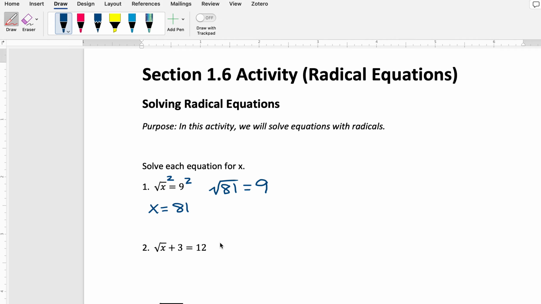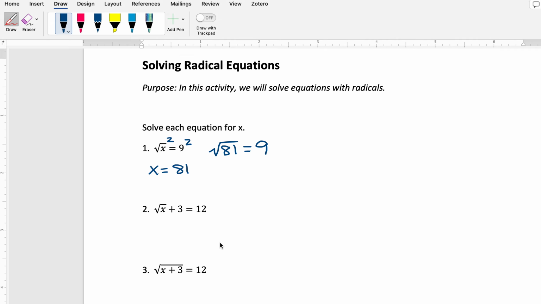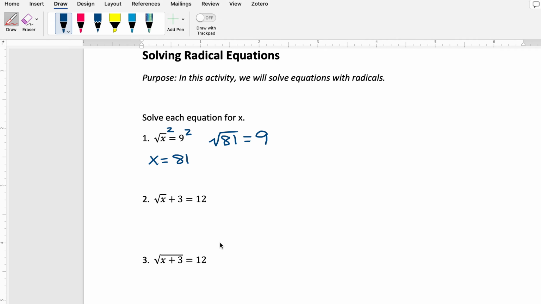So looking at number 2, we have square root of x plus 3 equals 12. Now what we're thinking about is what number, when I take the square root of it and then add 3 to that, will give me 12. I know that before I add 3 to it, this has to equal 9, because 9 plus 3 is 12. So again, it's what number when I take the square root of it will give me 9. And so that's also going to be 81.